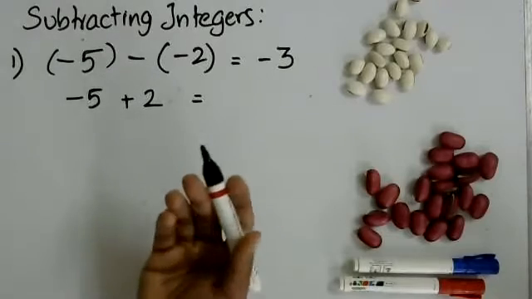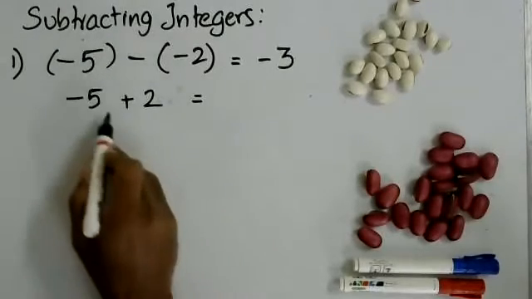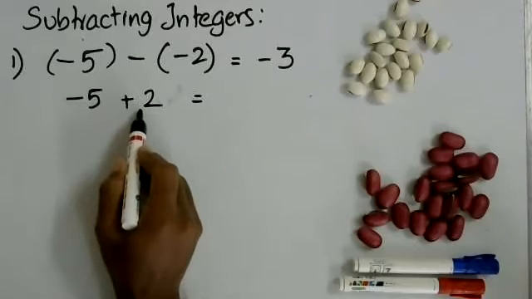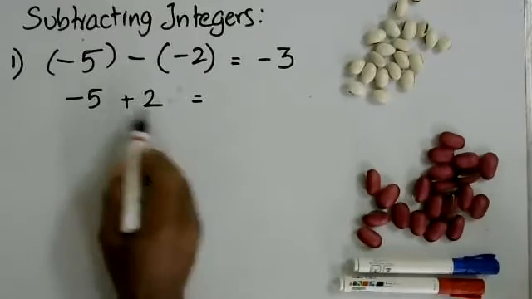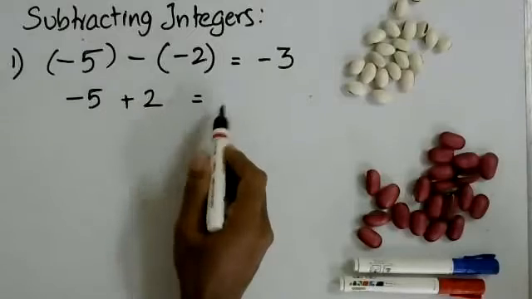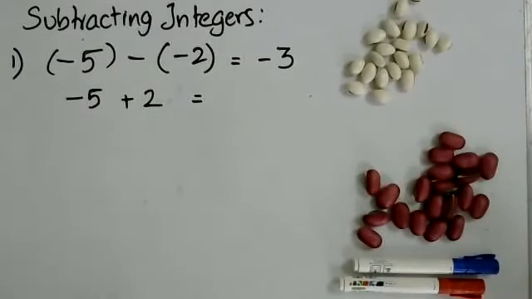Again, they told us a rule. They said, if you have a larger number which is negative and a smaller number that is positive, then what you have to do is subtract the 2 and give the sign of the larger number over here. I'm sure some of you have at least heard of this.